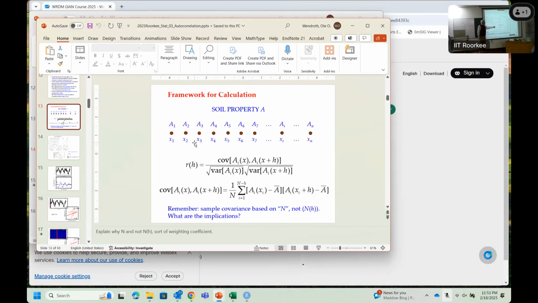This is the equation for the autocorrelogram. What is this? The covariance, yes. And what is R of H then? What type of covariance? It's the normalized covariance.